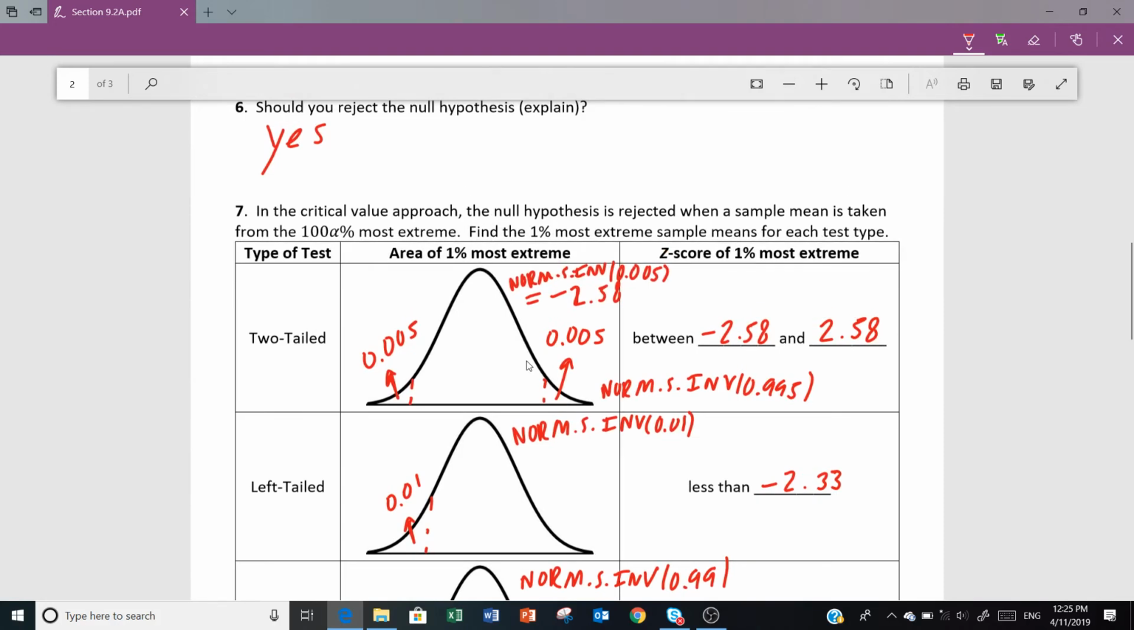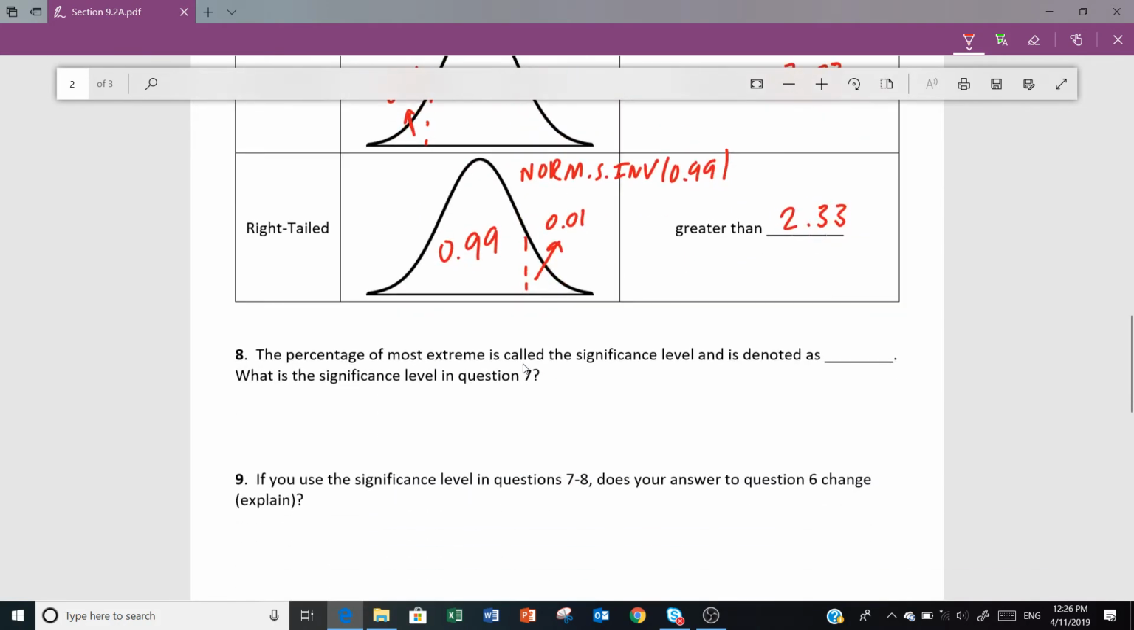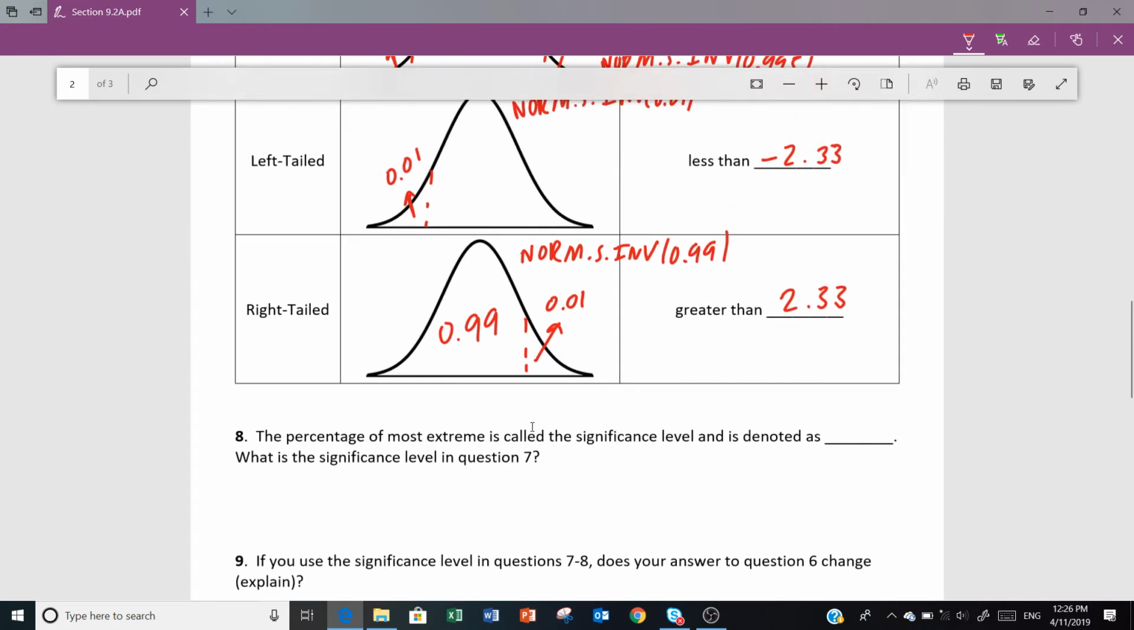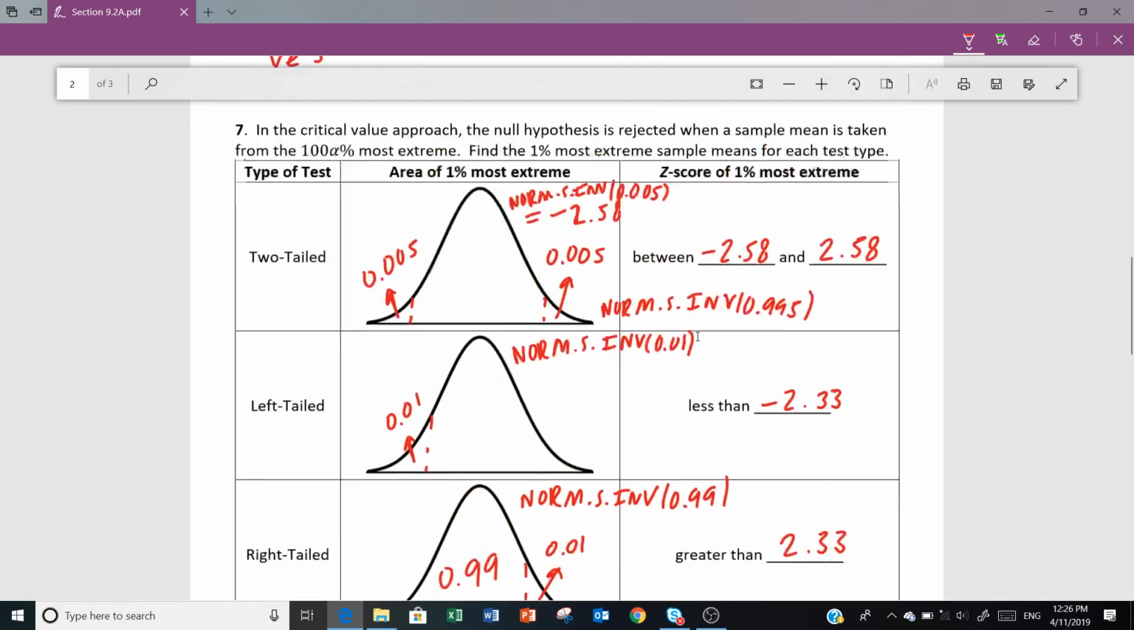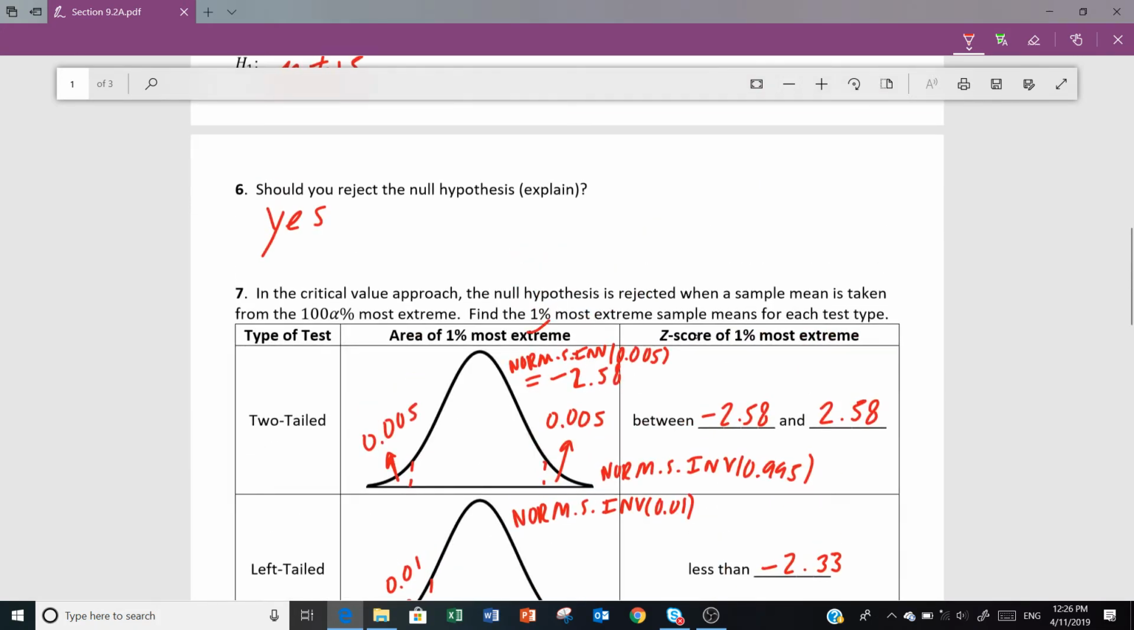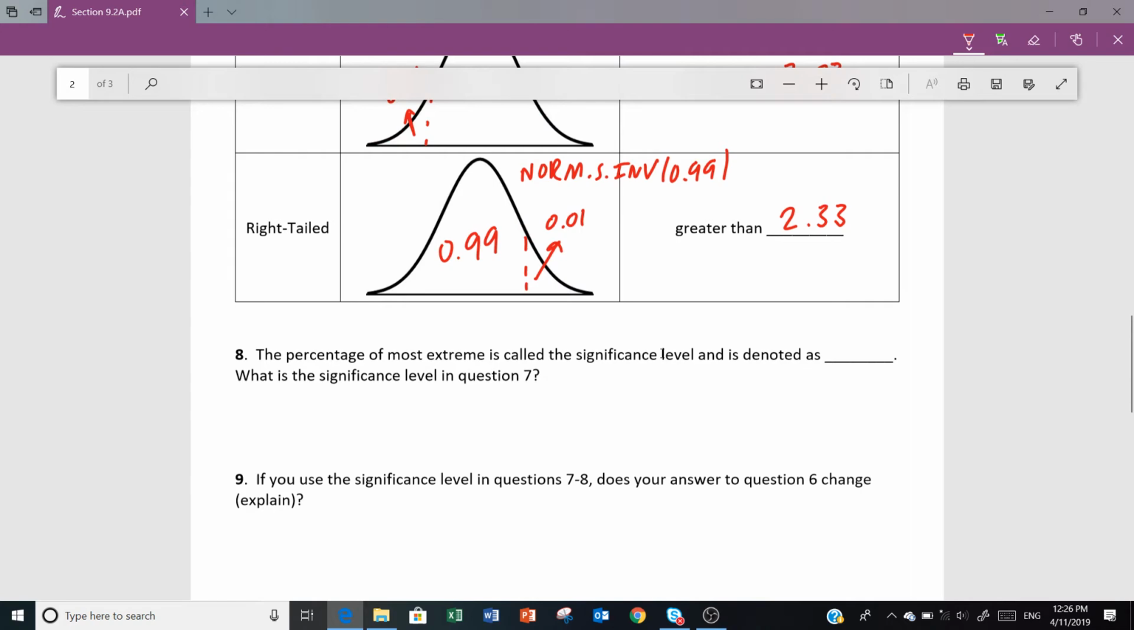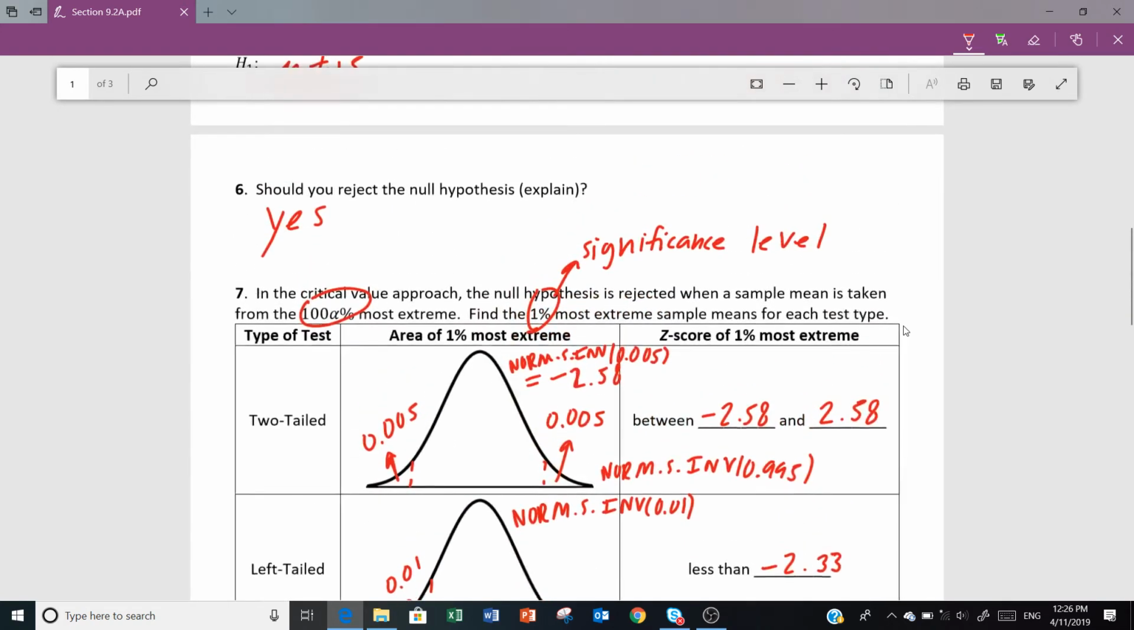Okay, what symbol do we give this? We call this the significance level. The percentage of most extreme values is called the significance level. So this 1% here is what we call the significance level. And it's 100 alpha percent, so we can use a symbol for it. Let's put it in decimal form.